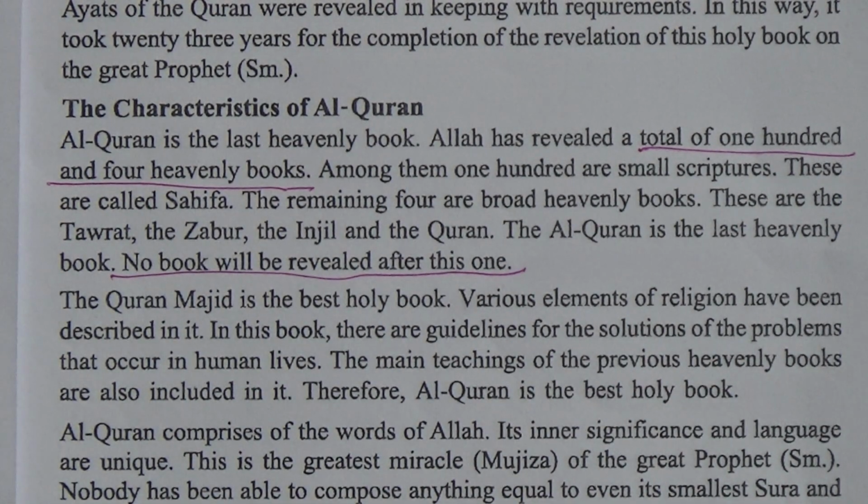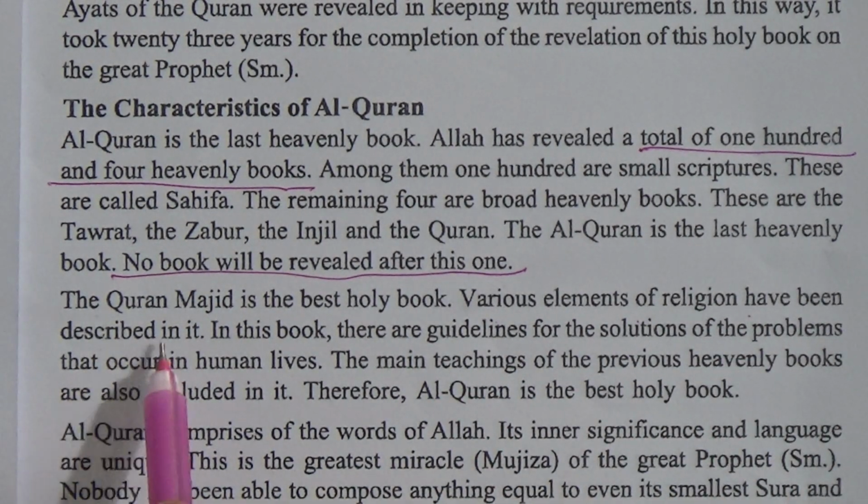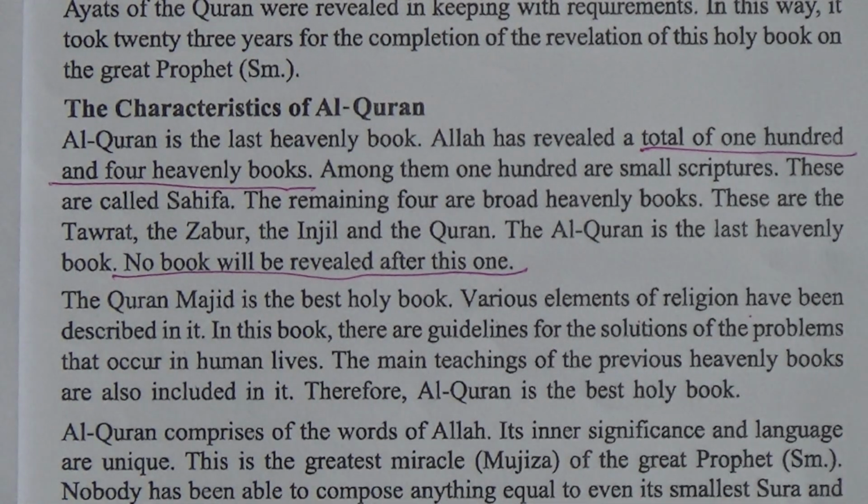The Quran Majid is the best holy book. Various elements of religion have been described in it. In this book, there are guidelines for the solution of the problems that occur in human life. The main teachings of the previous heavenly books are also included in it. So you can understand the characteristics of Al-Quran: it is the last heavenly book, it contains the solution of all problems that occur in human life, and it is the best heavenly book.